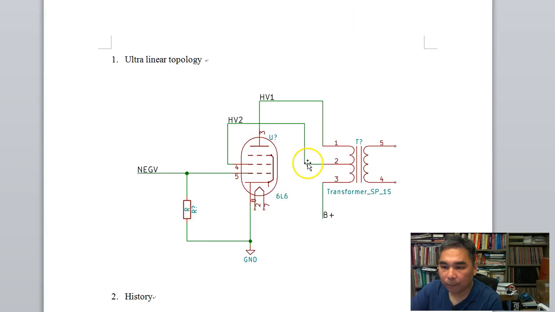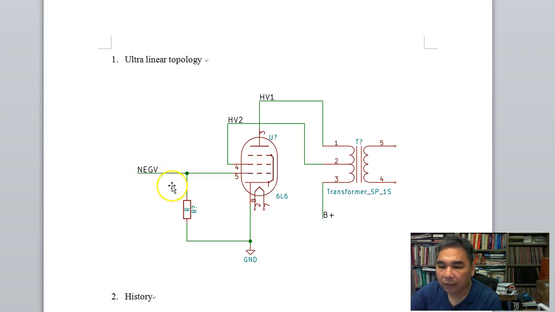With this figure, if we assume the loss in the transformer, the copper loss and those kinds of things, is 0, then because B plus is a fixed voltage, under fixed bias condition HV2 and HV1, or plate and screen, share the same voltage.